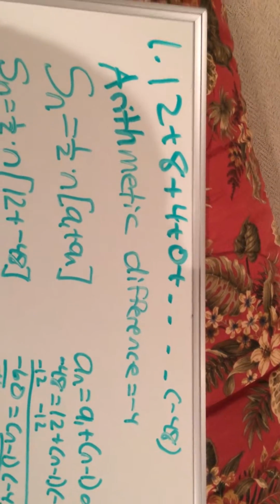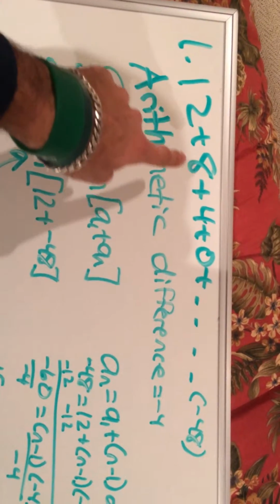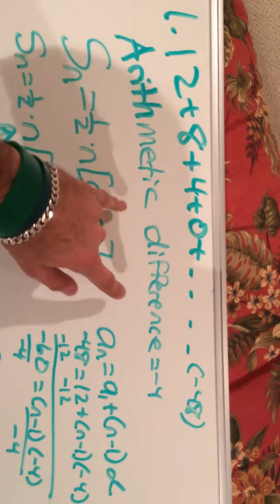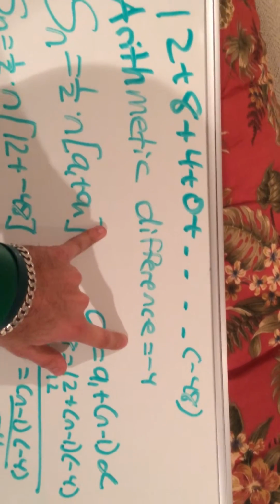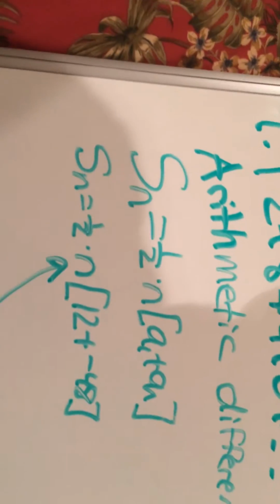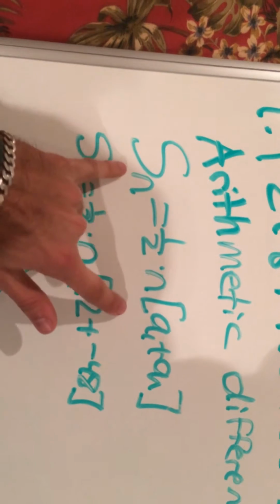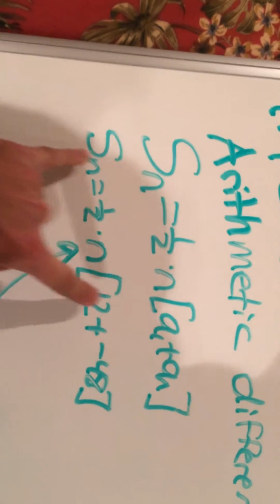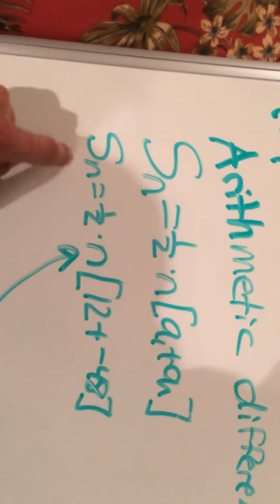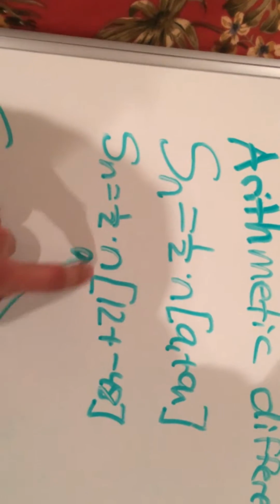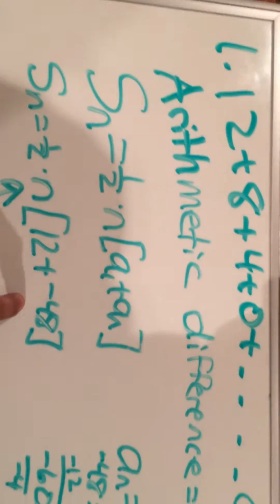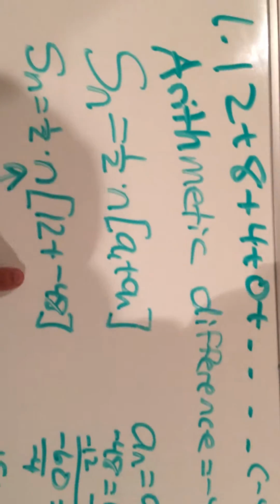When I look at this, the first thing I notice is that every term is going down by 4, meaning I have an arithmetic sequence with common difference equal to minus 4. Because I have an arithmetic sequence, I know I can use this formula that we discussed today in class to find the sum. Now I plug in what I know: Sn equals 1/2 times n times a1, which is 12, plus an, which is negative 48.